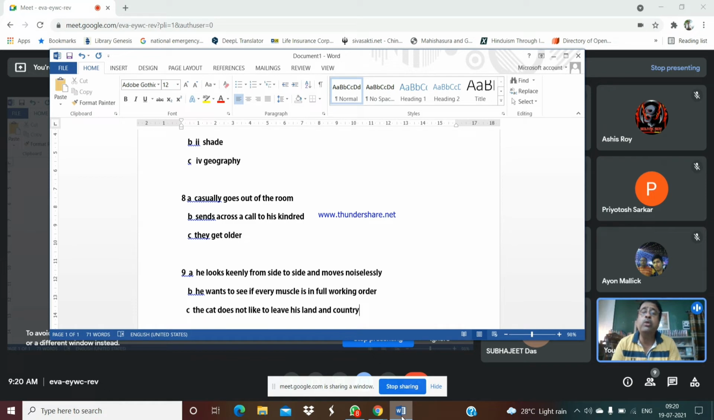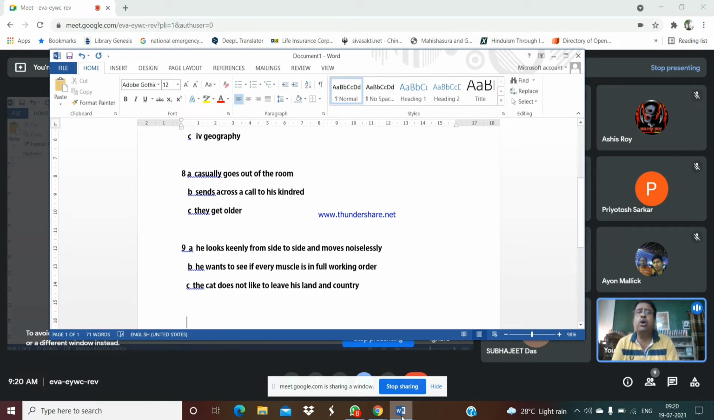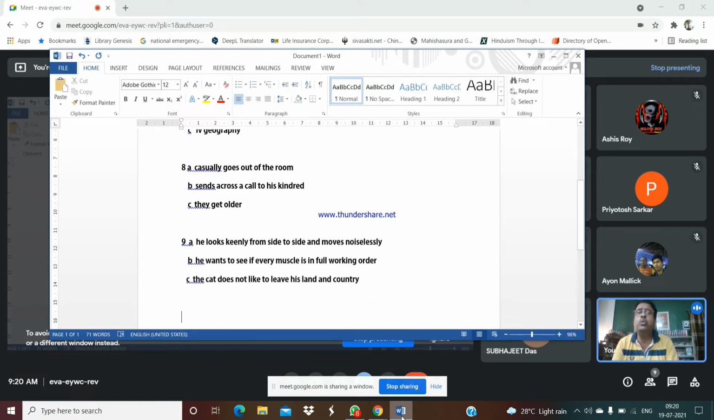So he does not want to leave his country or land. Not that he does not love his master or the family members who take care of him. It's not exactly that. But he is afraid of the circumstances. He is afraid of the scenario, the place where everything would be new. He will have to start afresh.